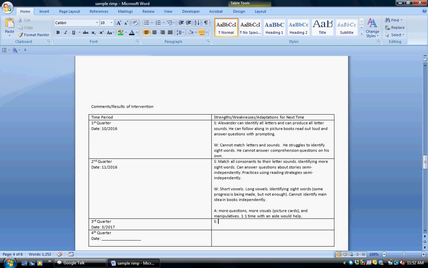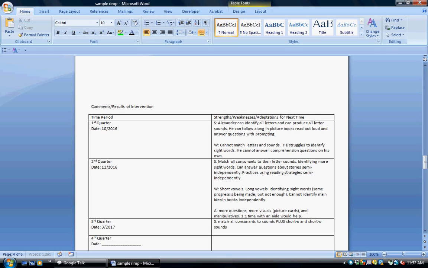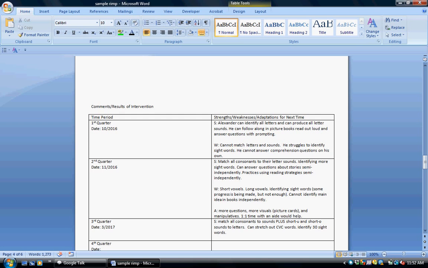Alright? He can match all consonants to sounds plus short U and short O sounds to letters. Can stretch out CVC words. He can identify 30 sight words. He can answer questions about the setting, characters, and main idea. He's making progress. Weaknesses: cannot infer.